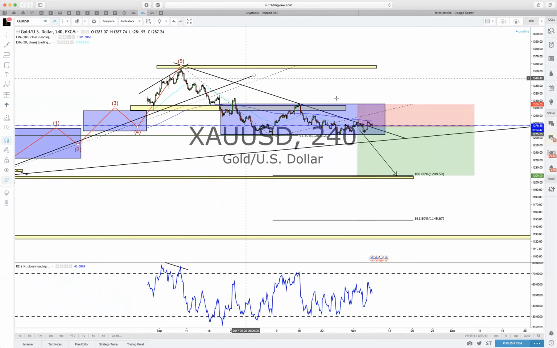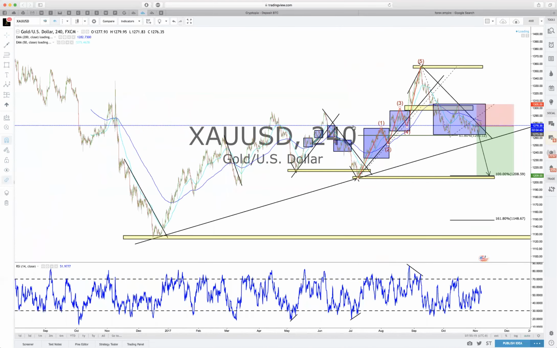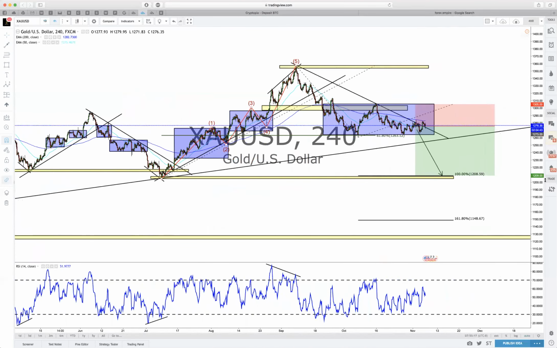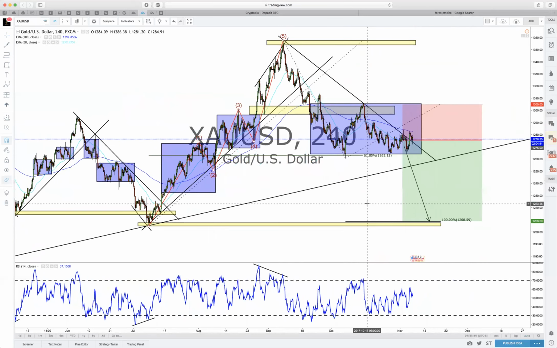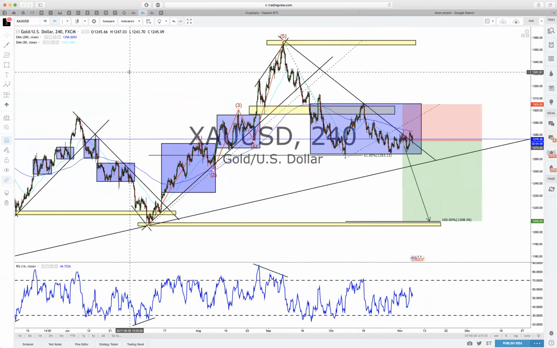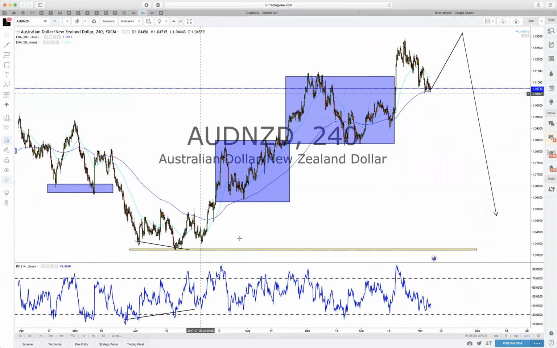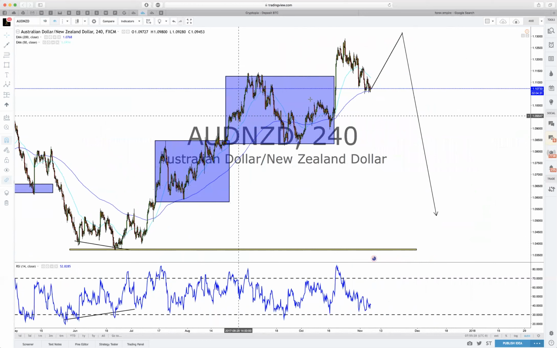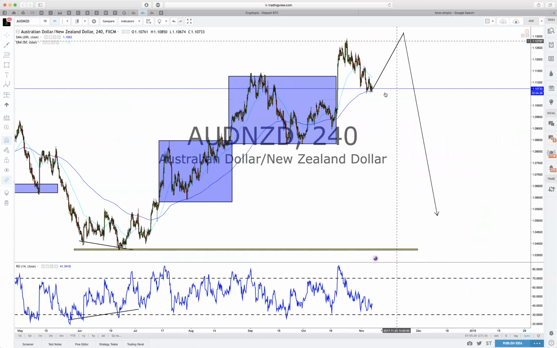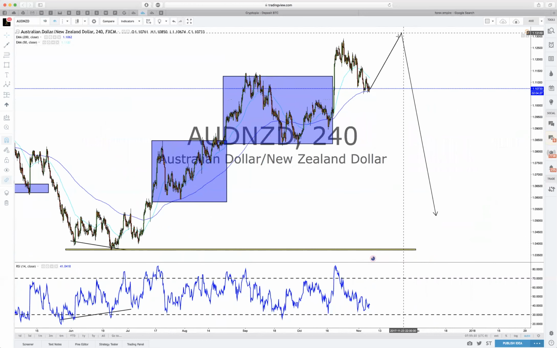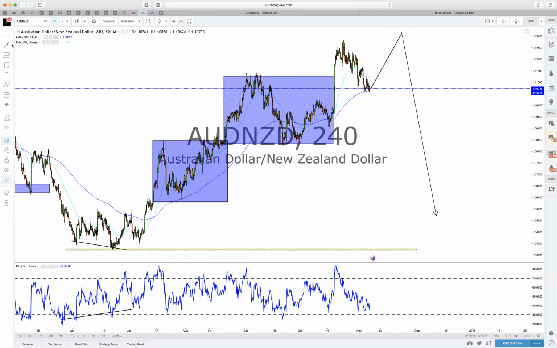All right, now AUDNZD. AUDNZD is a nice W. Level 1 is here, level 2 is here. We are waiting for the M to form, so we just expect the price to go back up, break this number, and then we'll look for a sell. It needs to break this number for me to look for a sell.